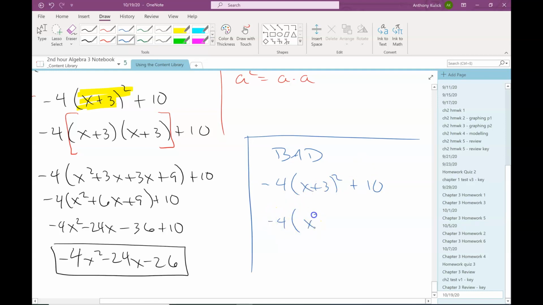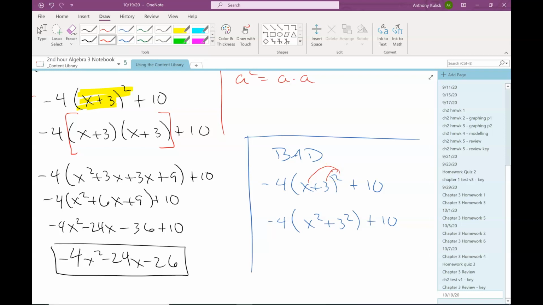Yeah, they distributed the exponent. You can never, ever, ever distribute an exponent. It's not a distributive operation. Do not do that. The way you deal with the exponent is you expand. Okay, also bad.